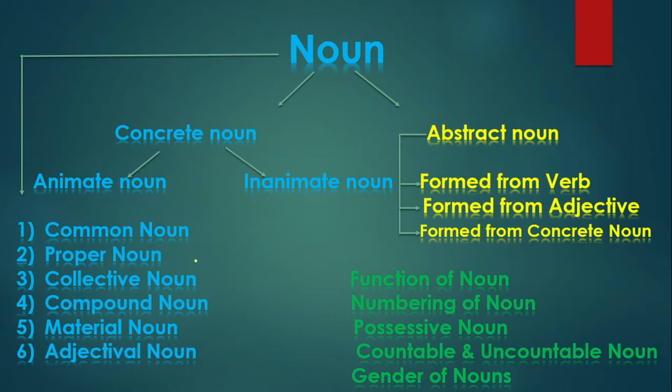Today we are going to discuss the second kind of noun, that is known as the abstract noun. What an abstract noun is, we will be discussing. As I told you, they do not have kinds, but they are formed from verbs, from adjectives and from concrete nouns. So let's start the topic today.